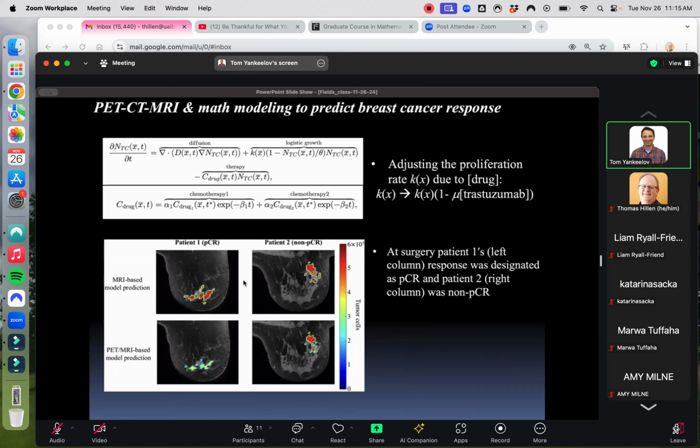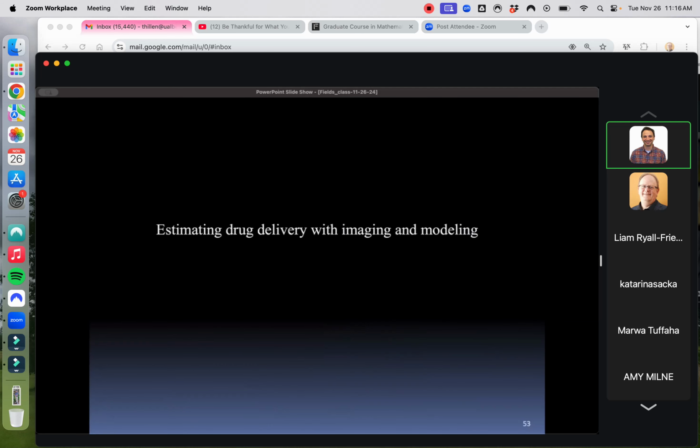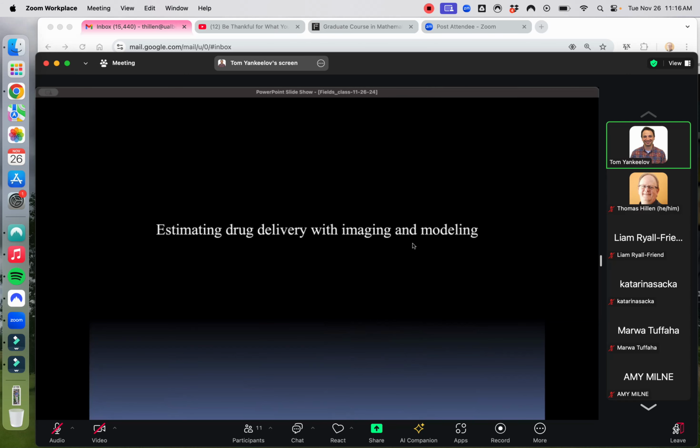So at surgery, patient 1, that's the left column, response was designated as a pathological complete response, whereas in patient 2, there was still residual disease over here. The PET MRI-based model predicts overall small tumors with lower overall cellularity, and that matched with the data, but it was just 2 patients. So this is really next level stuff of where the field can go in trying to combine these targeted therapies with mathematical modeling.